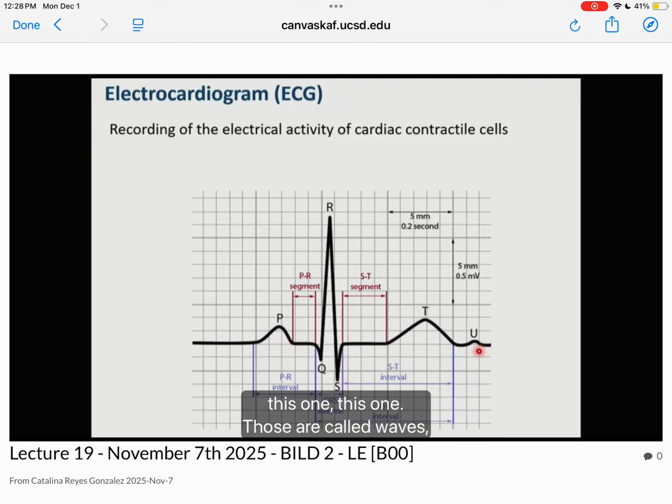this one, this one. Those are called waves. You have these baselines here, which are called segments. And then you have a combination of waves and segments, and you group them calling them intervals. I'm going to teach you the very basics of the ECG, because you should be able to learn this in Human Phys 1. Hopefully they teach you this in Human Phys 1. So I'm going to give you the very basics, because this is introduction to physiology.